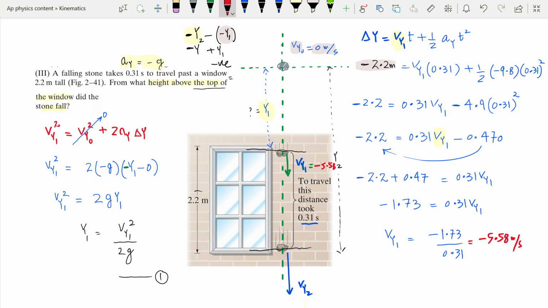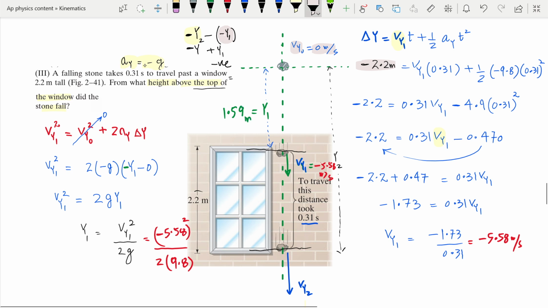Now we will plug this value into equation 1. So negative 5.58 squared divided by 2 into 9.81. So finally our answer is 1.59 meters. So this is the distance above the window from where the stone was dropped, and then you can see how we have solved it.